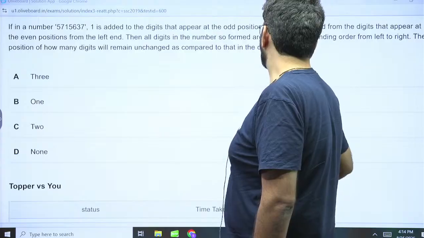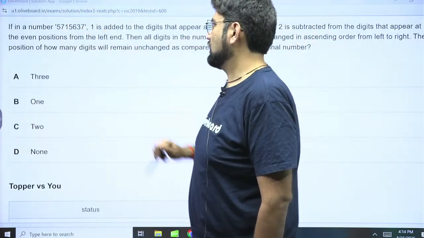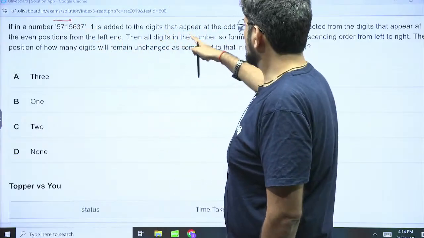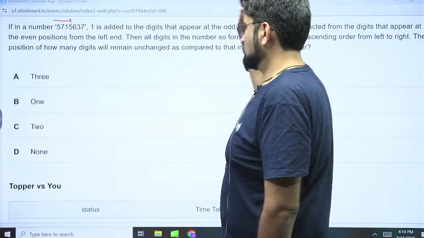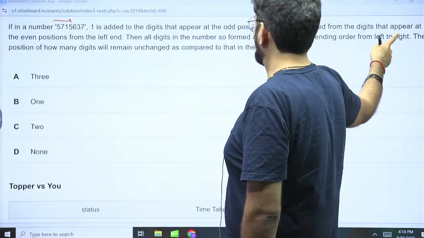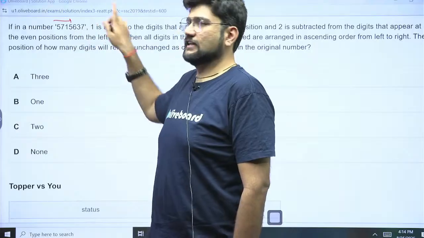And 2 is subtracted from the digits that appear at the even positions, second, fourth, sixth, etc., from the left end, right? Then all these digits of the numbers are arranged in ascending order. So the new digits which are formed are arranged in ascending order from left to right. And now you have to check how many digits will remain unchanged.